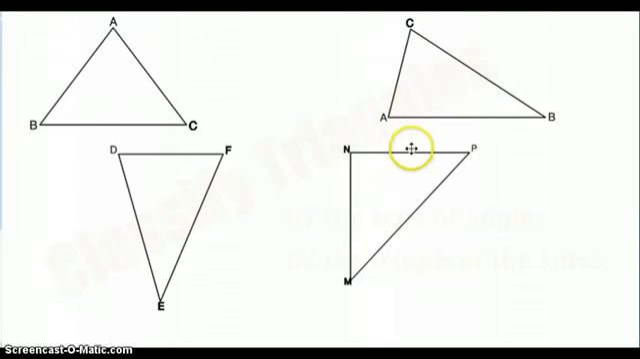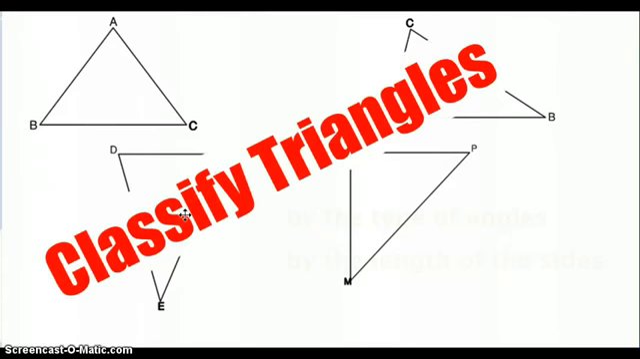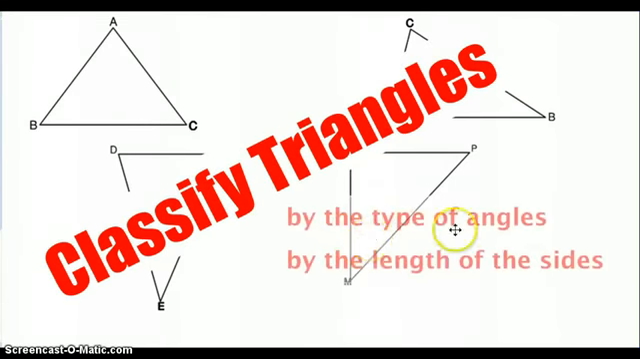This triangle has a right angle here. These are all different. And so tonight's homework is going to be about classifying triangles. And when we classify triangles, we look at two things. We look at the type of angles, acute, obtuse, or right, and we look at the length of the sides.